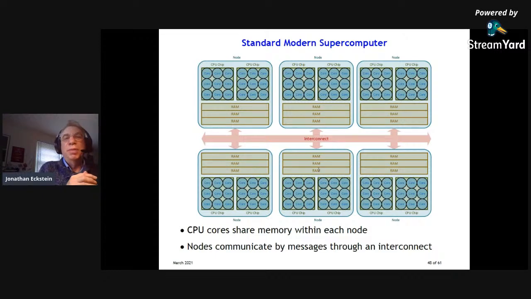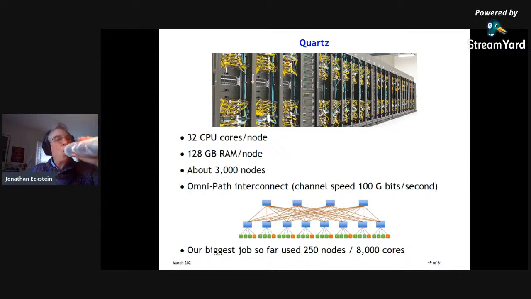These systems are big beasts. They're getting kind of common though, at least in some countries. Each node usually consists of 2 CPU chips, each of which has a bunch of CPU cores and a bunch of RAM, and these all share memory, and then there's some interconnect between them. This is the system they have there. It has 32 cores per node, I think 2 16-core chips per node, 128 gig of RAM per node, about 3,000 nodes, and this Omni-Path interconnect, a very fast network between them. Actually, this is wrong. We actually went up to 16,000 cores and 500 nodes recently.